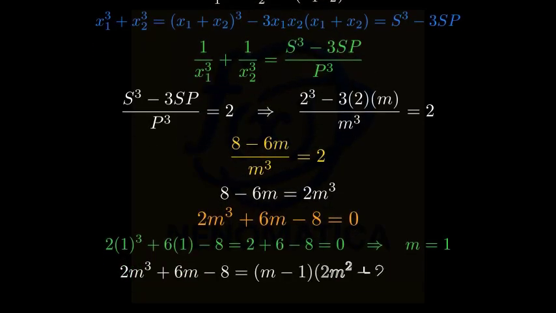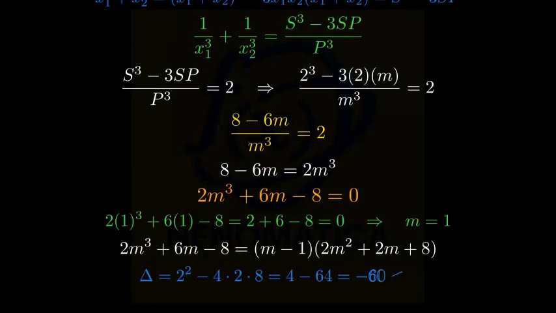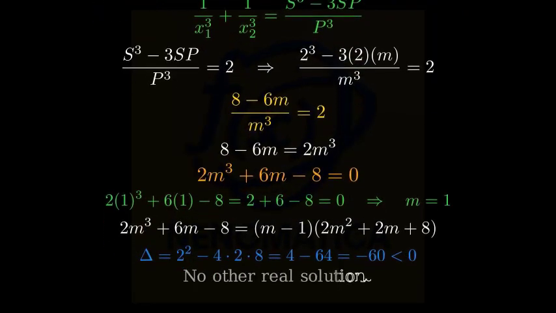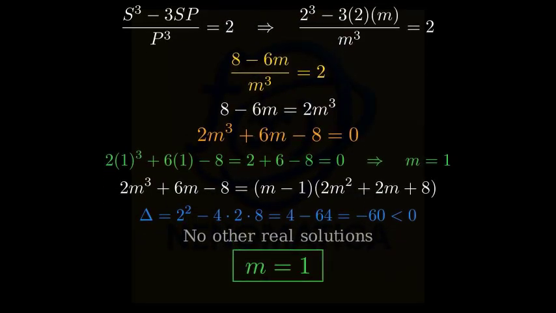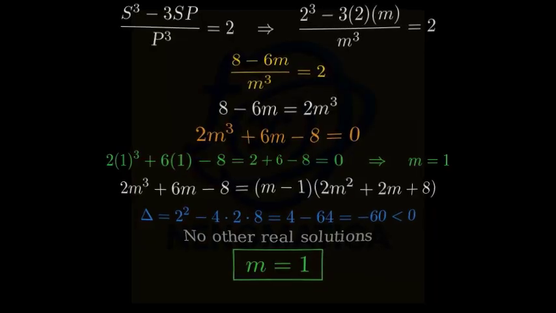Factor the cubic by m minus 1 to get (m minus 1) times (2m squared plus 2m plus 8). The quadratic factor has discriminant 2 squared minus 4 times 2 times 8, which is negative 60, so it has no real roots. Therefore, the only real value of m that satisfies the condition is m equals 1.